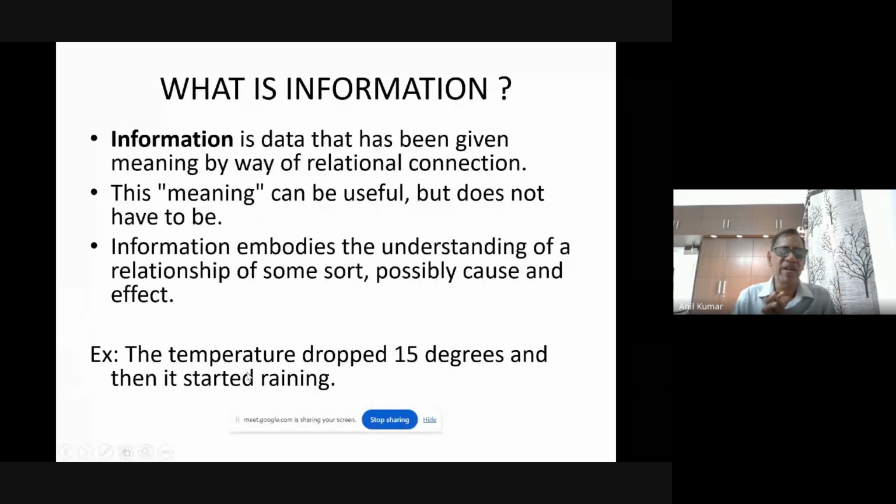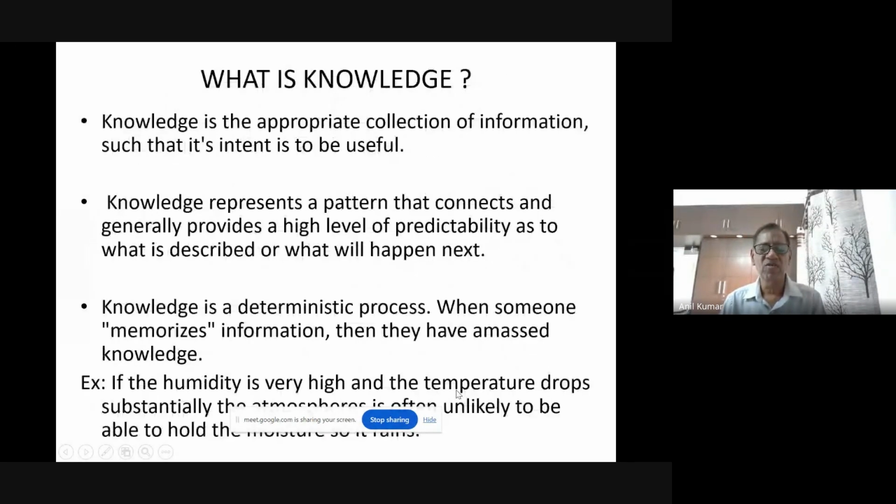Look at the example where it is raining. Now what we have done: the temperature dropped 15 degrees and then it started raining. So the data, it is raining, is now converted into information by way of contextualization, by way of having a relationship between the two. The temperature dropped 15 degrees; that's why it is raining. So why is it raining? Now to the data we have given information that because the temperature dropped by 15 degrees, it started raining. So we reach the level of information.